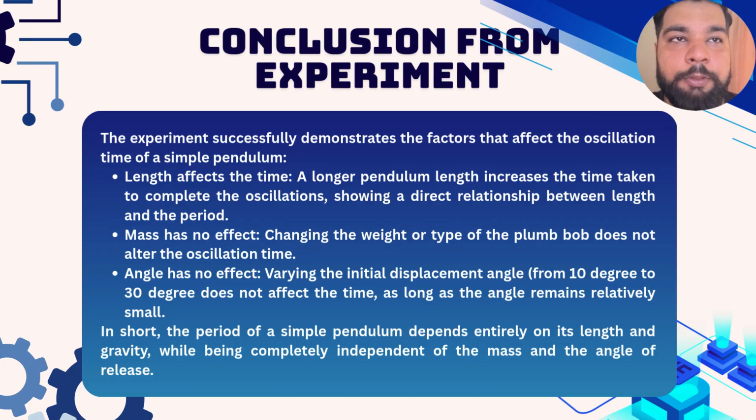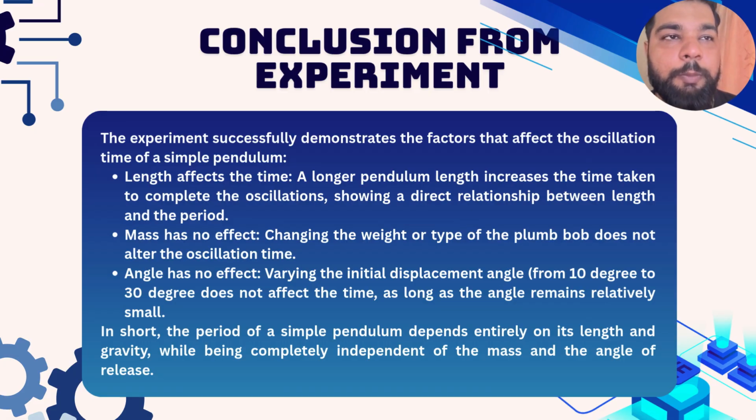Now I will do the conclusion from the experiment. The experiment successfully demonstrates the factors that affect the oscillation time of a simple pendulum. First point is length affects the time. A longer pendulum length increases the time taken to complete the oscillations, showing a direct relationship between length and the period.